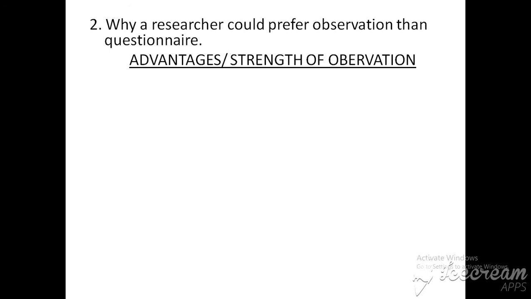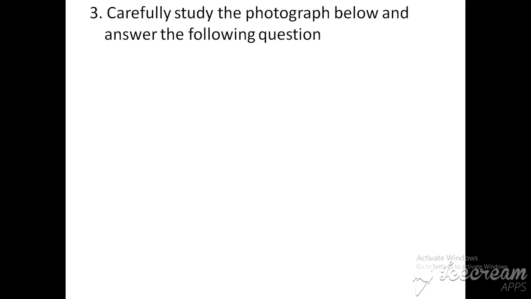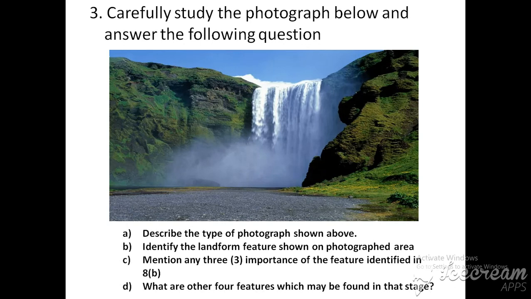And then the last question, it is the question of photographic interpretation, that is study the photograph below and answer the following questions. So that is our photograph. I think it is very clear. Then question number 1 is to describe the type of photograph. Then you identify the landform there. Then mention any 3 importance of the feature in the photograph and give other 4 features which may be found in that stage of river.